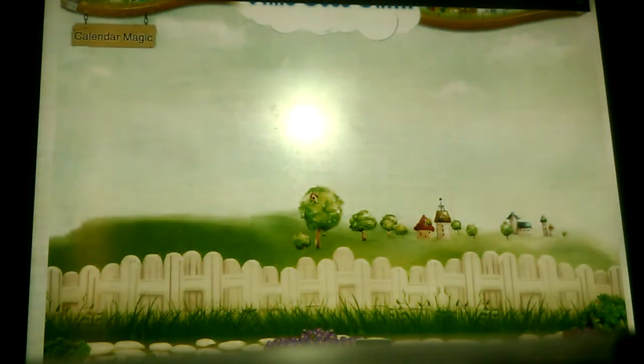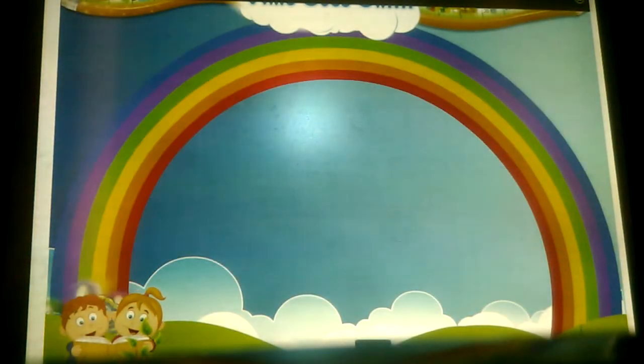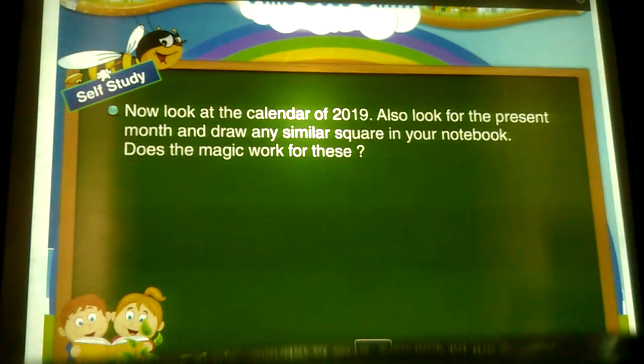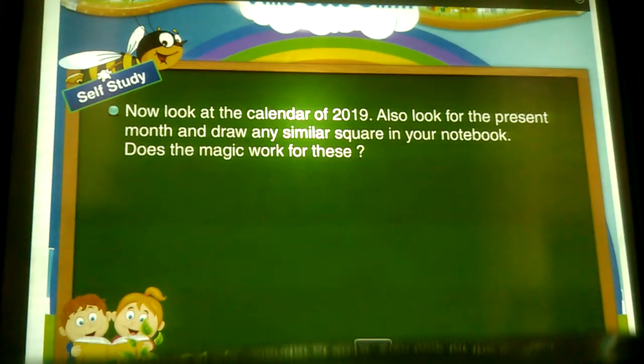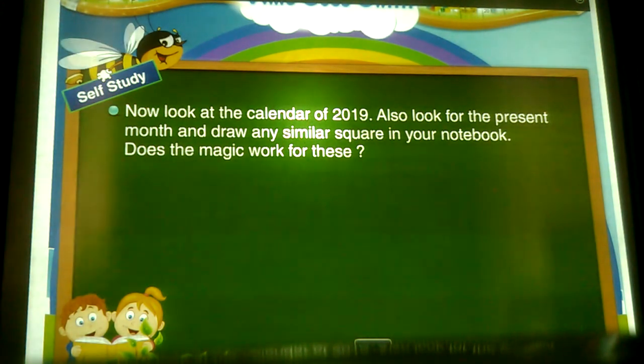Calendar magic. Here is now look at the calendar of 2019. Also look for the present month and draw any similar square in your notebook. Does the magic work for these?